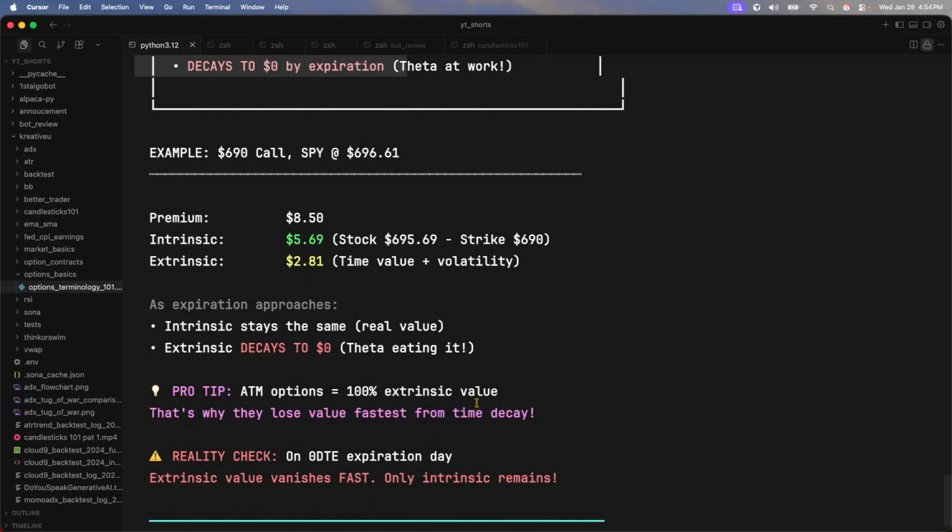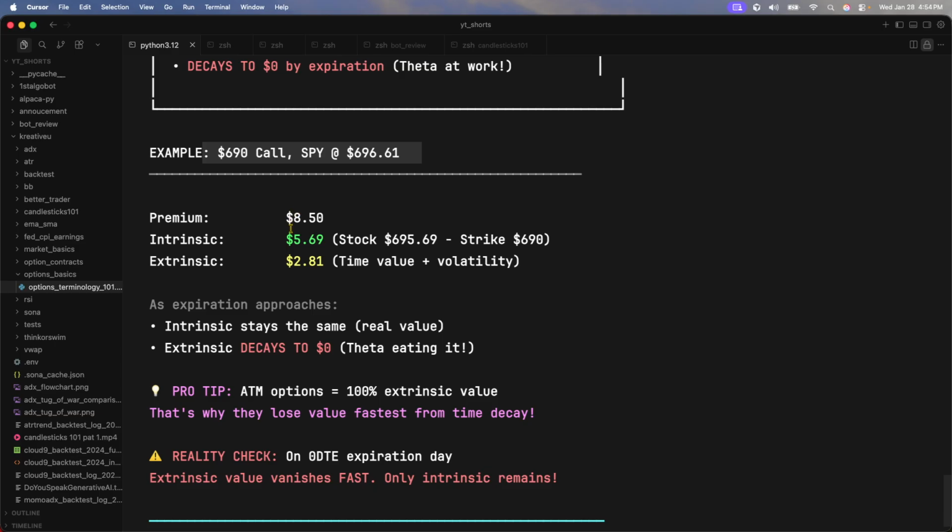So here's an example: we have a 690 call and the current stock price is 696. So this is OTM. So our premium paid, no, this is ATM. No, this is ITM. It's an ITM contract because it's $6 up. So that's fine. This is ITM, not OTM, excuse me.